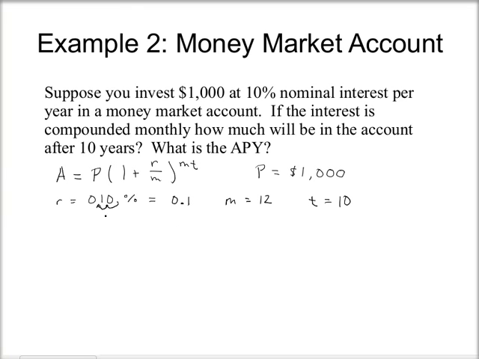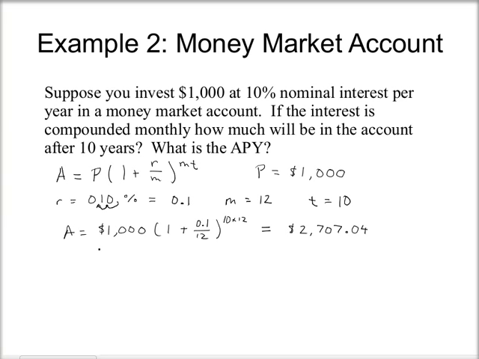Now I plug everything into this formula here. So A is equal to $1,000 times 1 plus 0.1 divided by 12 to the power of 10 times 12. And if I put that all into my calculator, after 10 years, I'm going to have $2,707.04. So that's a pretty good investment. I've almost tripled my money in 10 years.